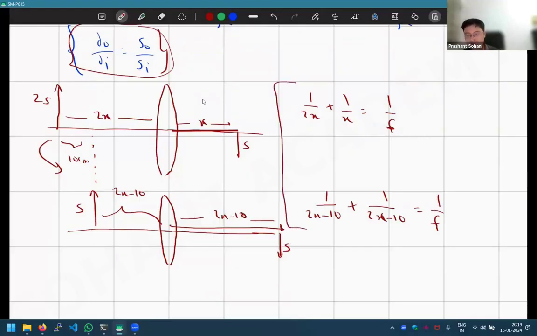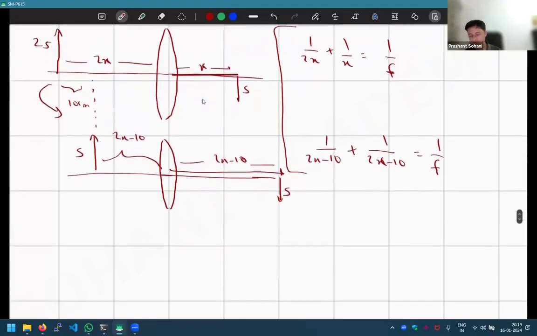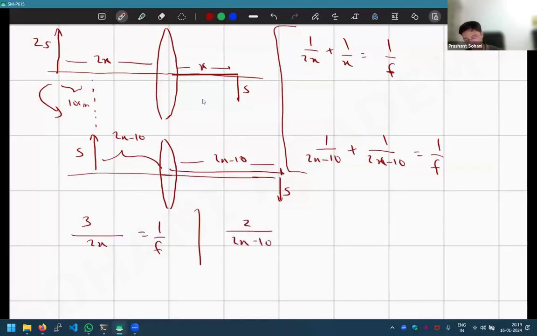So it is like two equations, two unknowns kind of situation, right? So we just have to solve it. So let us just rearrange it a little bit. The first equation can be written as, if I take the LCM on the left hand side, 3 upon 2x is equal to 1 upon f. And the second equation, because it is just 2x, 2 upon this is equal to 1 upon f.